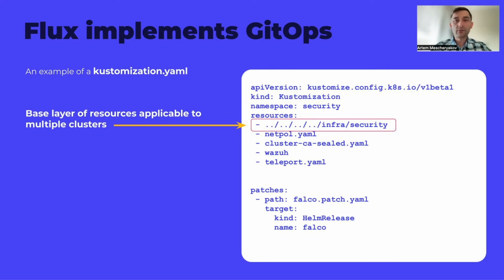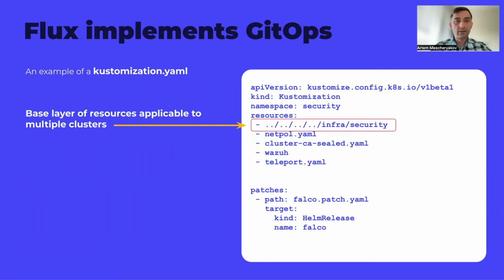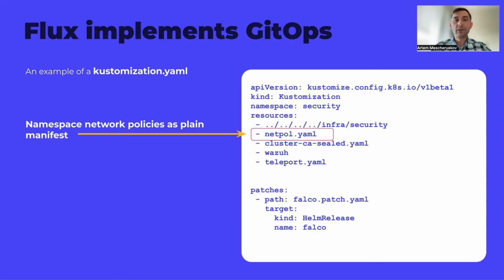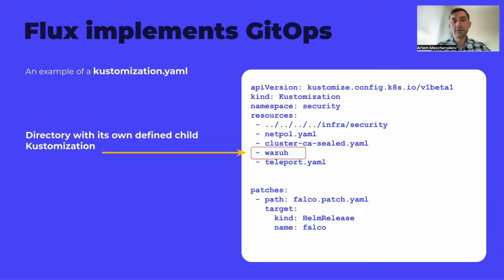So let's see an example of a customization YAML. It contains a list of resources. In this example, we include something from the upper level. We add network policies. We add some secret with a certificate.